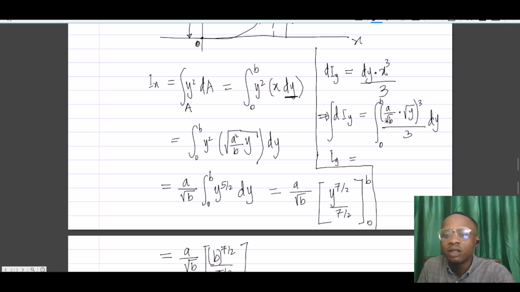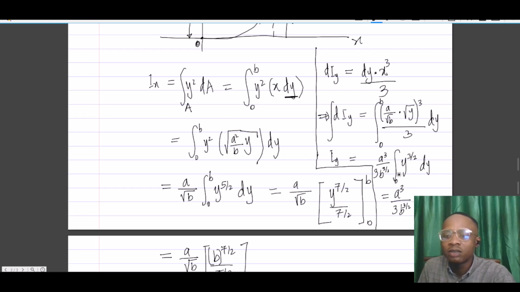A over root b is a constant, so raising it to the power of 3 gives a to the power 3 all over b to the power 3 over 2, because of the root b raised to the power of 3. Everything here is still divided by 3. What we have left to integrate is y to the power 1 over 2, raised to the power 3, that is y to the power of 3 over 2, with respect to y. So this will be equal to a to the power of 3 divided by 3b to the power of 3 over 2.